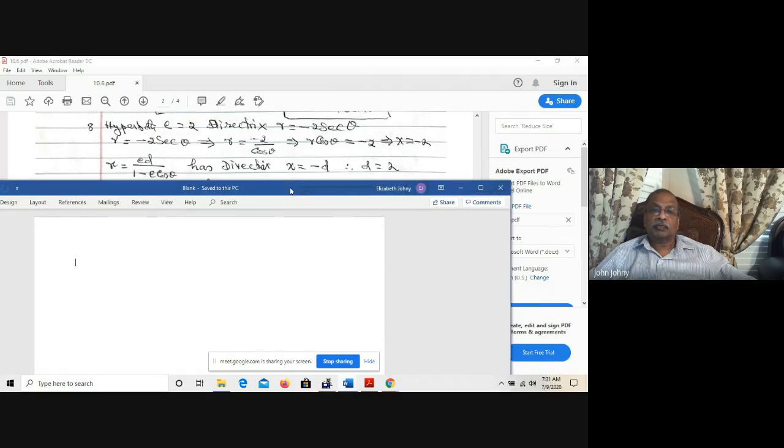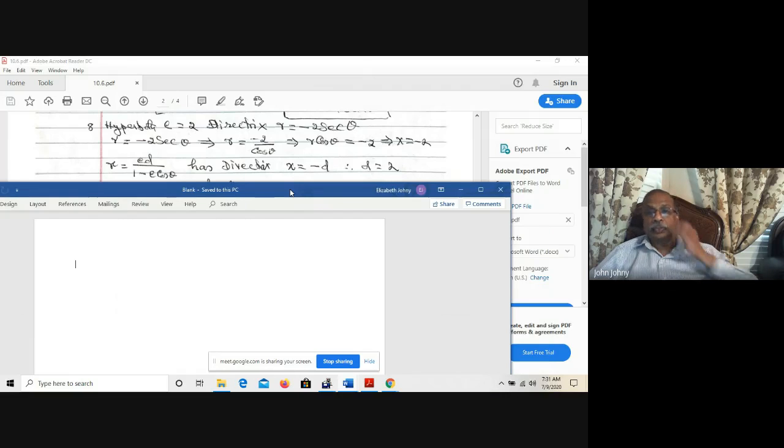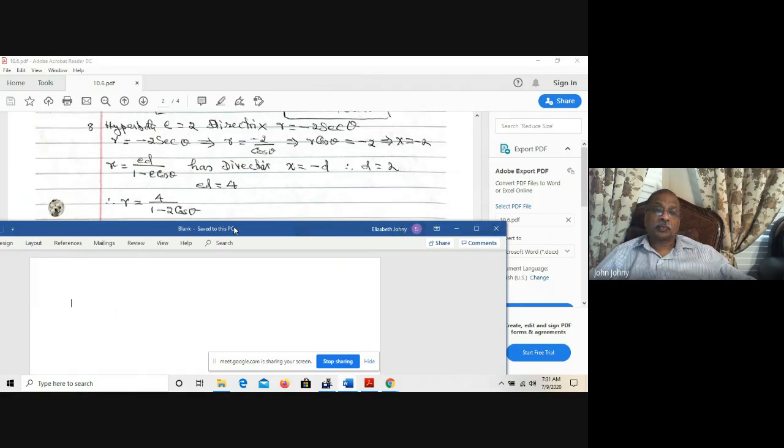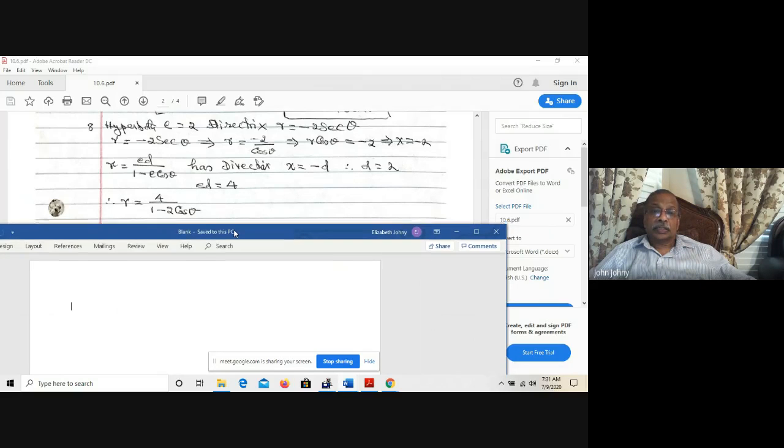Now you pick the appropriate formula. So x is negative 2, d is negative, which means the denominator is negative. So r is equal to ed divided by 1 minus e cos theta, as the directrix x is equal to negative d. Therefore x is equal to negative 2 means negative d is equal to negative 2. Therefore d is equal to 2. And so e times d, e is given to be 2, 2 times 2, that is 4. Therefore the formula is r is equal to 4 divided by 1 minus 2 cos theta.